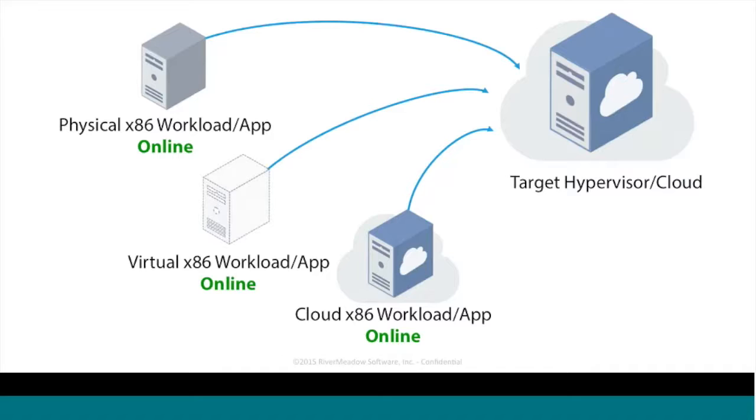So what RiverMeadow offers is an automated live migration platform. We move pretty much any physical, virtual, or cloud x86 workload, server, whatever you'd like to refer to it as, into a target hypervisor cloud environment. There are a couple of environments that we support, but what we're talking about today is obviously a VMware-based environment. And the other key thing is that we do it live. So the servers or workloads you're looking to migrate can remain online during the process, and they do not need to be taken out of production while that's happening.